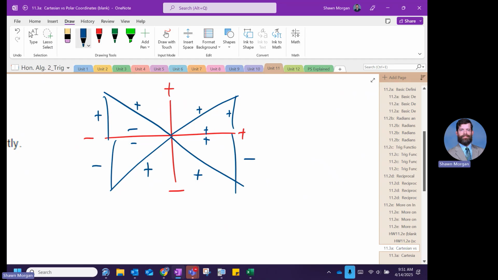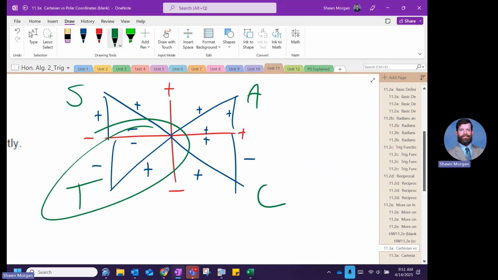And then ASTC is my fail-safe mnemonic there, ASTC. So I know that in the third quadrant, only tangent and cotangent are positive, because that's opposite over adjacent, negative over negative.